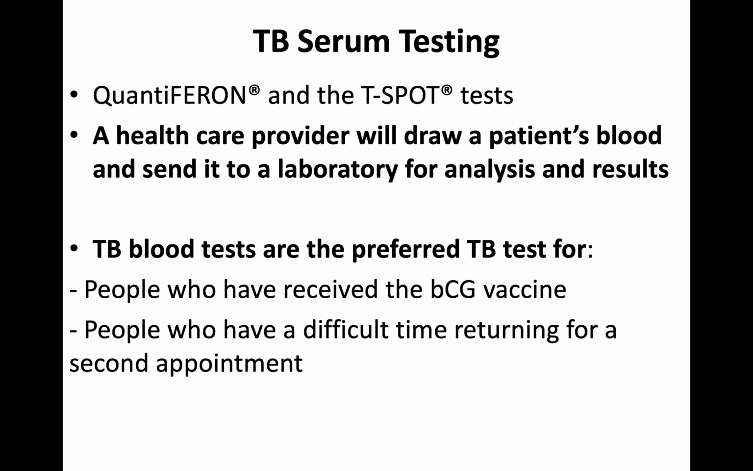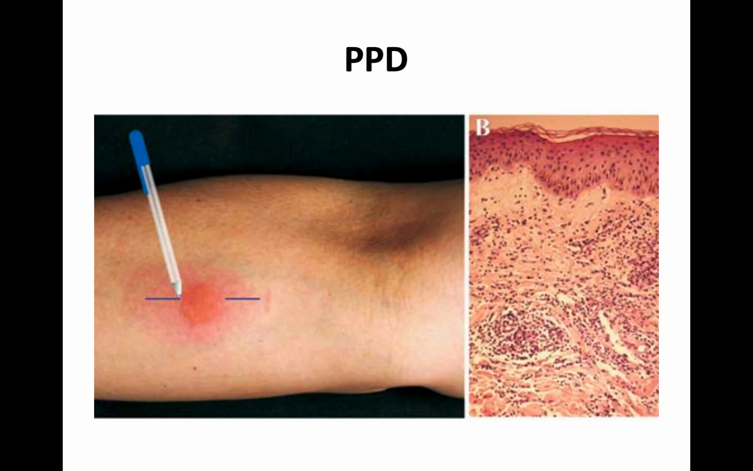The QuantiFERON is kind of the most common one. And if that one's positive, then you have latent TB. It doesn't matter if you have the BCG vaccine or not. If the serum QuantiFERON test is positive, it's because you've been exposed to tuberculosis.